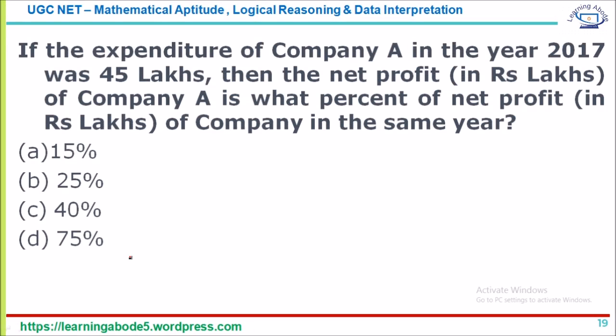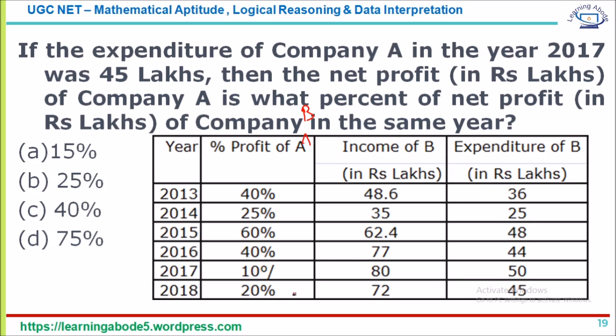The next one: the expenditure of company A in the year 2017 was 45 lakhs. Then the net profit of company A is what percent of the net profit of company B in the same year? I'm sorry, B is missing, company B in the same year. So here the 2017 expenditure is given, that's 45 lakhs expenditure.